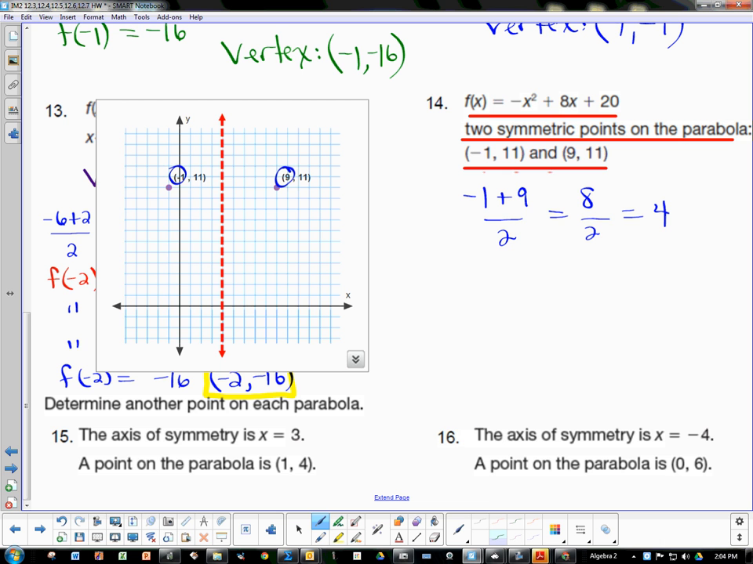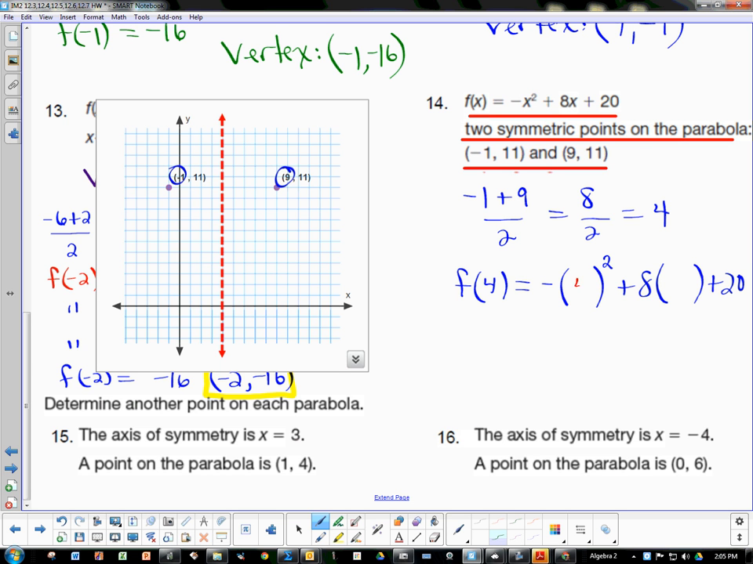We've got to plug in. We have f at 4 is equal to. Now you have to be careful right here. So we've got negative. Instead of my x, I'm going to write a set of parentheses squared plus 8 times the set of parentheses plus 20.